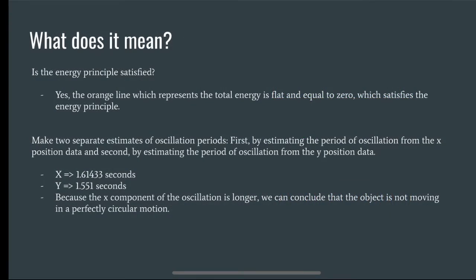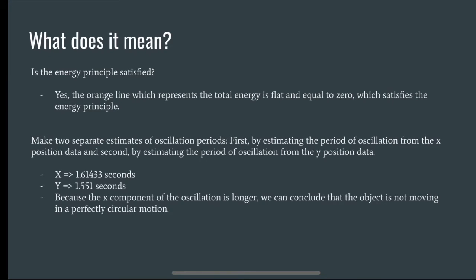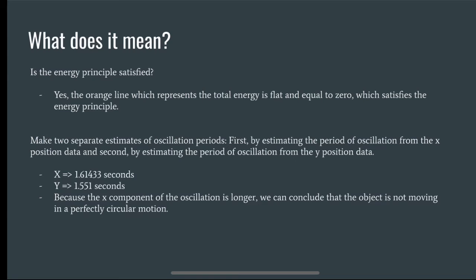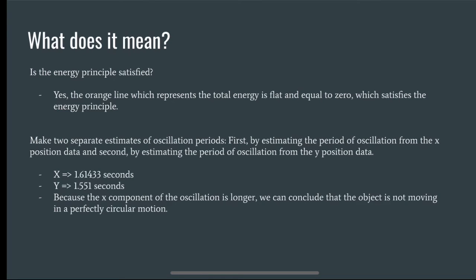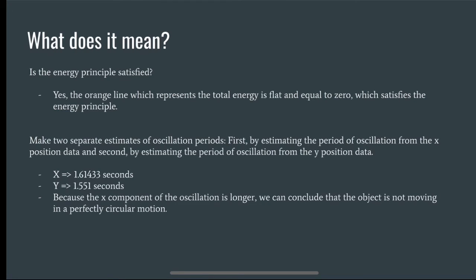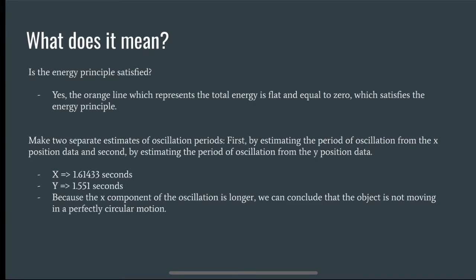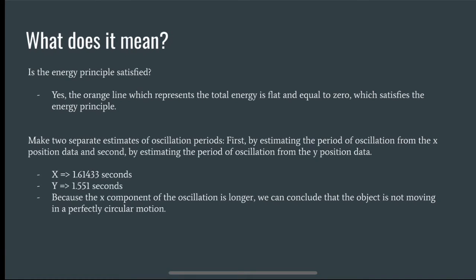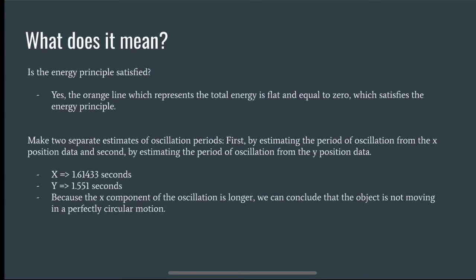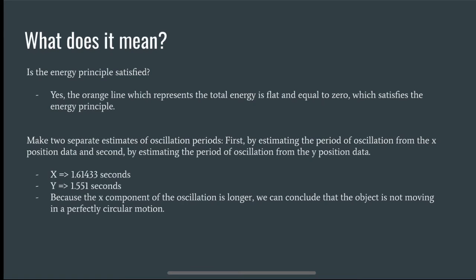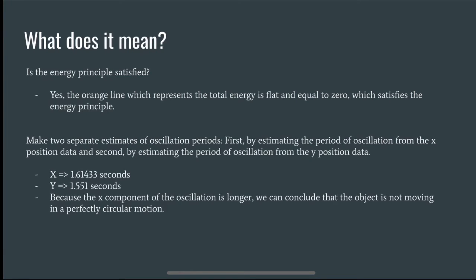For the what does it mean segment of this lab, first, is the energy principle satisfied? I said yes, the energy principle was satisfied. This is demonstrated by the graph where the gravitational potential energy and spring potential energy have the same amplitude but are of different phases. Also, the change in energy is equal to 0 because the orange line that we observed earlier had a flat slope, and this is due to there being no work done by the surroundings.